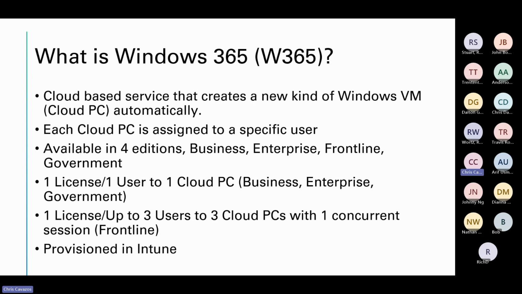So what is Windows 365? It's a cloud-based service that automatically creates a new kind of Windows VM called a cloud PC. Each cloud PC is assigned to a specific user. If you're coming from a VDI background, it's essentially a persistent desktop, a VM dedicated to an individual user. It's available in 4 editions: Business, Enterprise, Frontline, and Government. So if you have a government cloud, you now have the ability to utilize Windows 365.